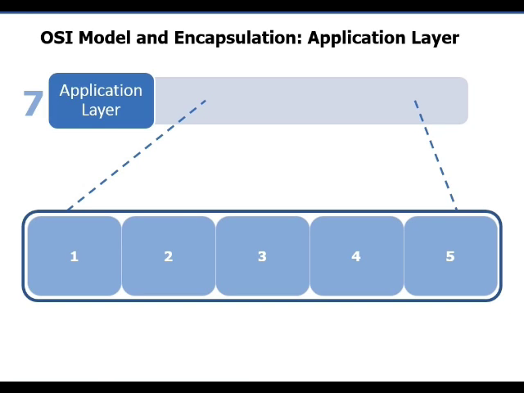What encapsulation is, we take a large chunk of data, we break it up into smaller pieces, and then we put those smaller pieces in virtual envelopes. And the process of taking that smaller chunk of data and putting it into a virtual envelope, and then adding addressing information onto it, that process is called encapsulation. Let's take a look at how it works.